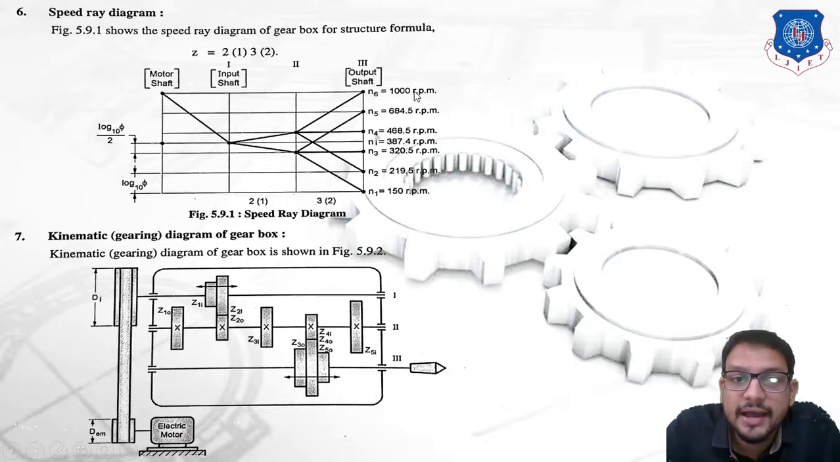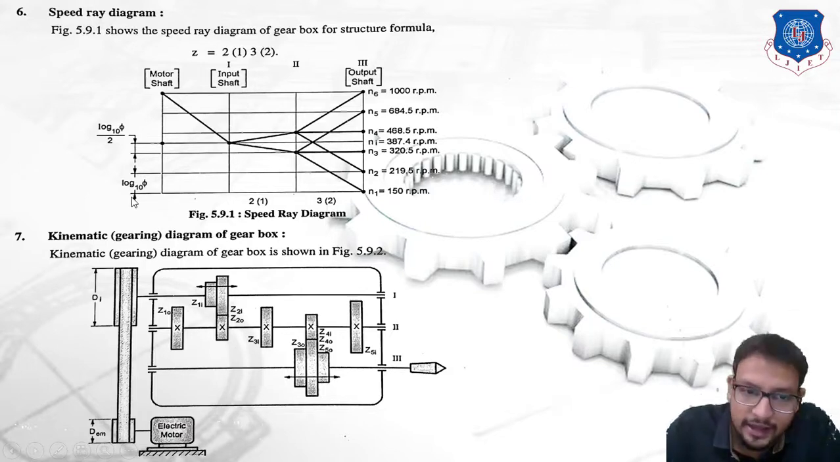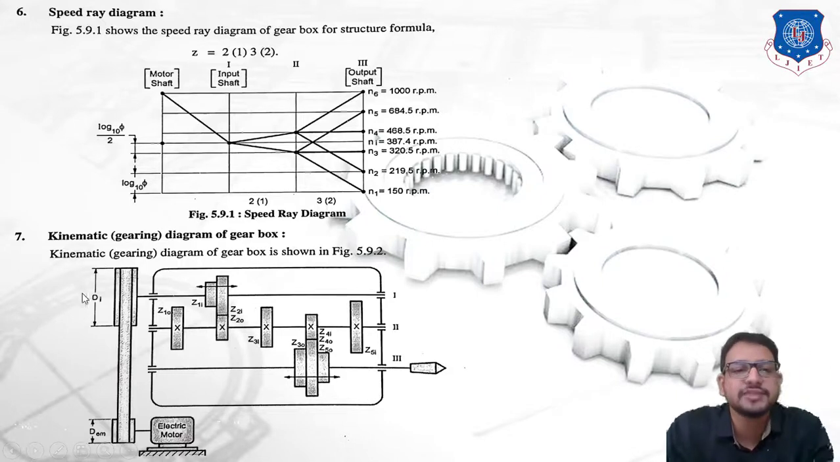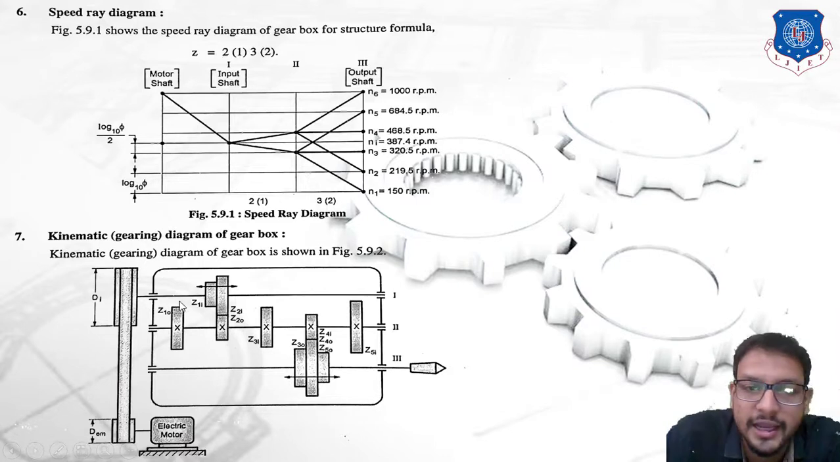Now from this speed diagram, we need to draw our kinematic gearing diagram. You can clearly see this diagram is called a gearing diagram. Over here there is an electric motor which is the power supply, and let's say the diameter of the motor is DEM. And this is our input pulley which is connected to our input shaft. Let's say its diameter is DI. We need to select the diameter of the pulley, that is DEM, and determine DI. So remember, this is DEM, the electric motor pulley diameter, and this is DI, the diameter of the pulley connected to the input shaft.